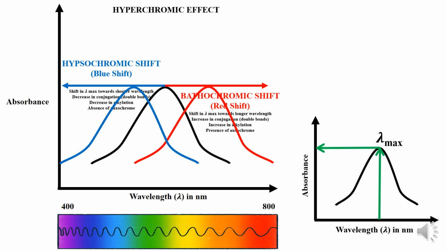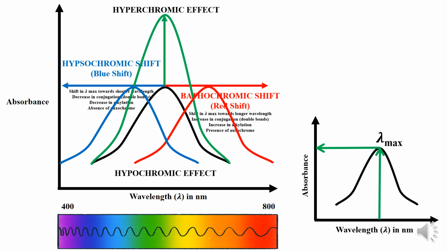Now during hyperchromic effect, there is increase in the intensity of absorption. And what is hypochromic effect? During hypochromic effect, there is decrease in the intensity of absorption.